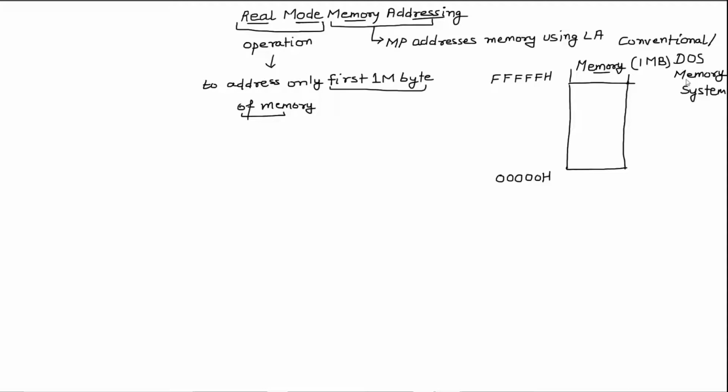Since DOS is an operating system and it requires the microprocessor to operate in the real mode, that means it wants the microprocessor to access only the first 1 megabyte of memory. That's why this is known as the DOS memory system, because DOS is an operating system. Now Windows operating system does not use real mode.